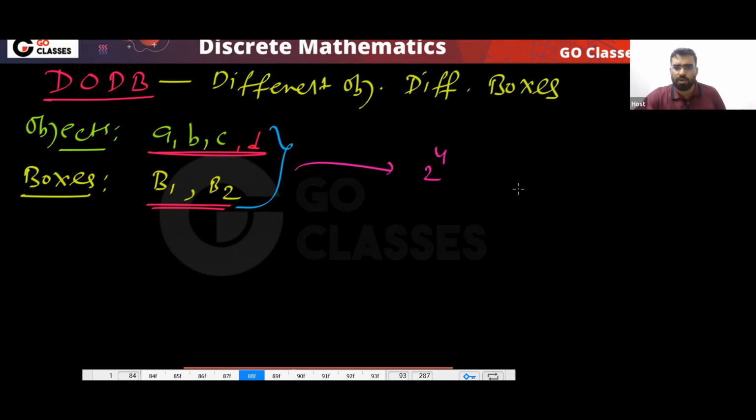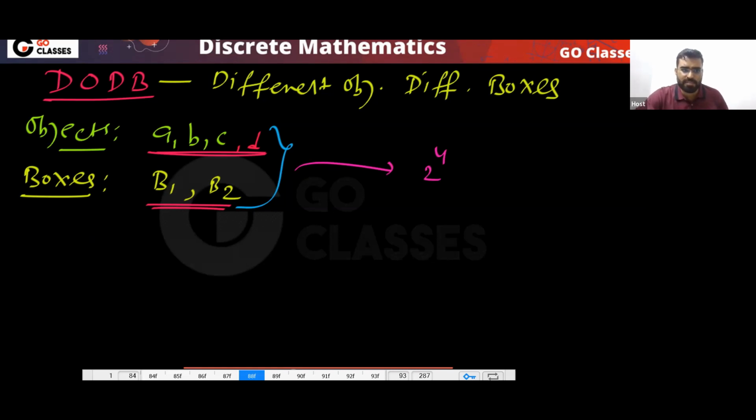It will not be 4 power 2. Don't do 4 power 2. This is correct. Don't do the other, it is just a coincidence here that I think they are the same. But anyway, this is 2 power 4 because for every object, you have two choices, it can go to B1 or B2. Now here you can notice you have different objects, different boxes.